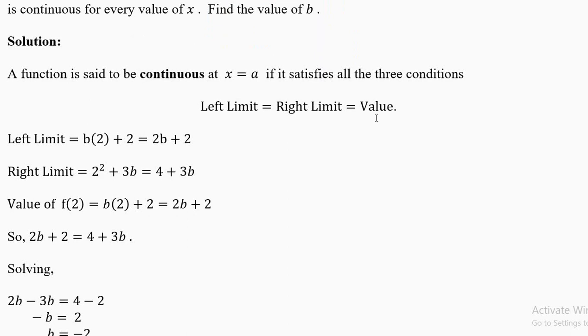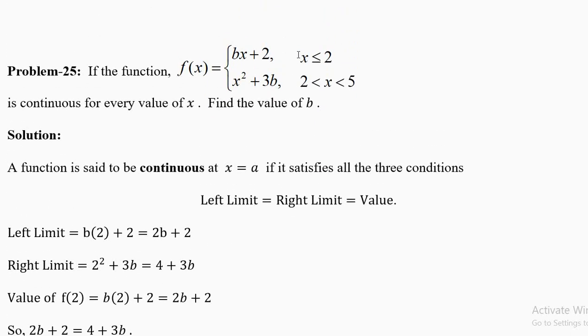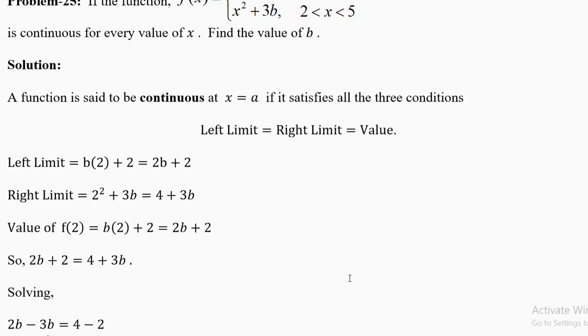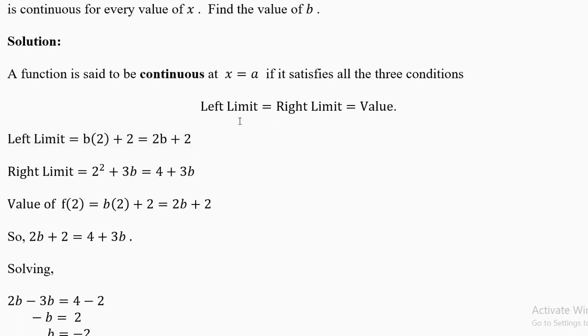Left limit equal to right limit equal to value. Left limit is this, equal to, and left limit. The value will come from bx plus 2. So the left limit is b into 2 plus 2, which is 2b plus 2. Right limit is this, x square plus 3b. 2 square plus 3b, this is equal to 4 plus 3b. The value of f of 2 is b into 2 plus 2, which is 2b plus 2. So all these three things should be equal because left limit equal to right limit equal to value.